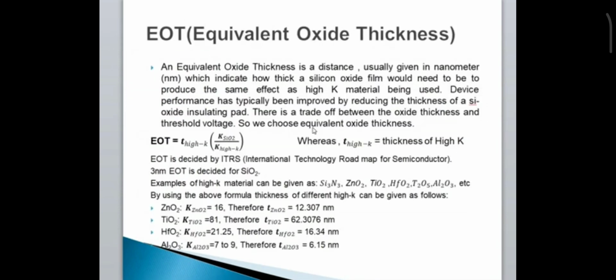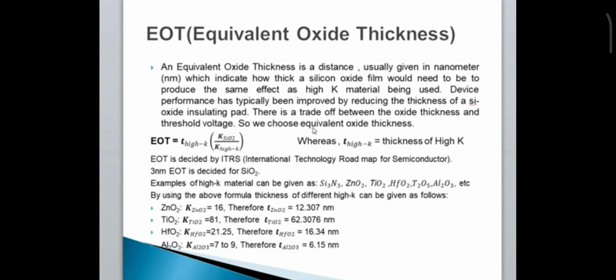Equivalent oxide thickness is a distance, usually given in nanometers, which indicates how thick a silicon oxide film would need to be to produce the same effect as the high-K material being used. Device performance has typically been improved by reducing the thickness of silicon dioxide. But there is a trade-off between the oxide thickness and threshold voltage. So we choose equivalent oxide thickness. EOT is equal to T high-K into K SiO2 divided by K high-K. T high-K is the thickness of the high-K material. K SiO2 and K high-K are the dielectric constants of SiO2 and the high-K material.